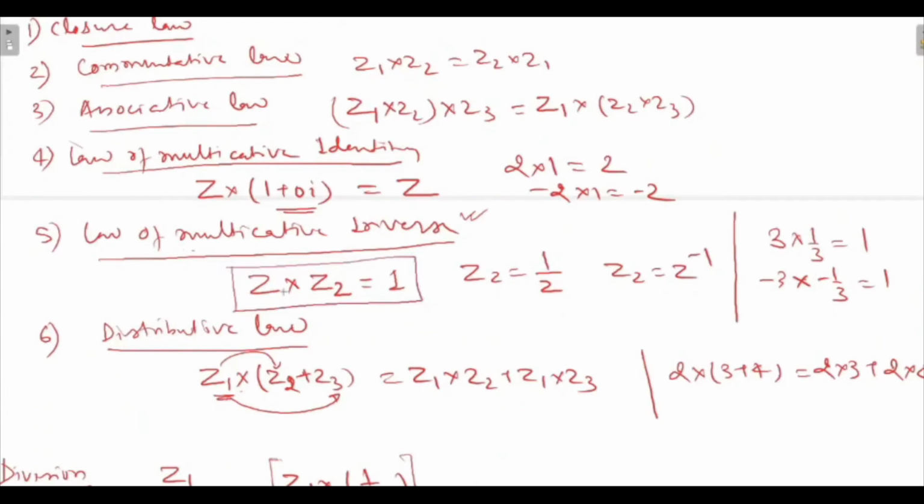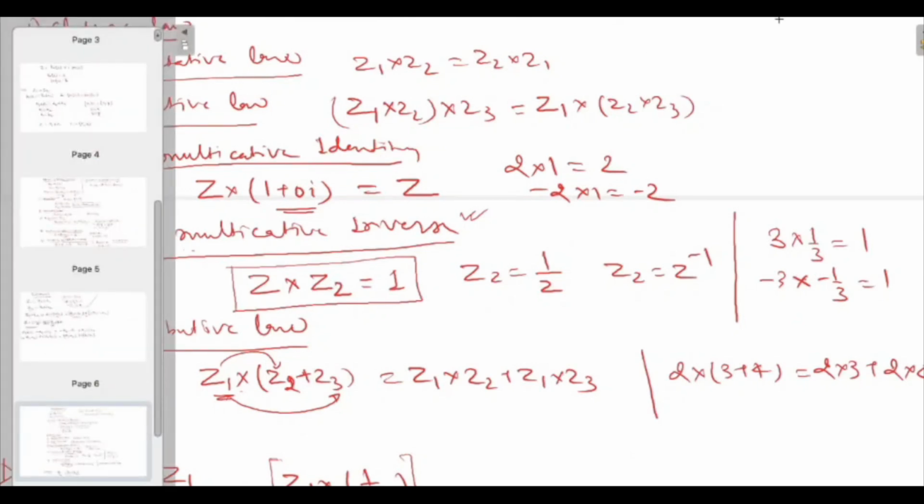Z is equal to a plus ib, and if I say give me the multiplicative inverse of it, z inverse, what will that be? Or rather, what is the property, if I say z into z inverse, what will it be equal to? Multiplicative inverse says that if you multiply this complex number with its inverse, you will get 1. Yeah, so this is the property.